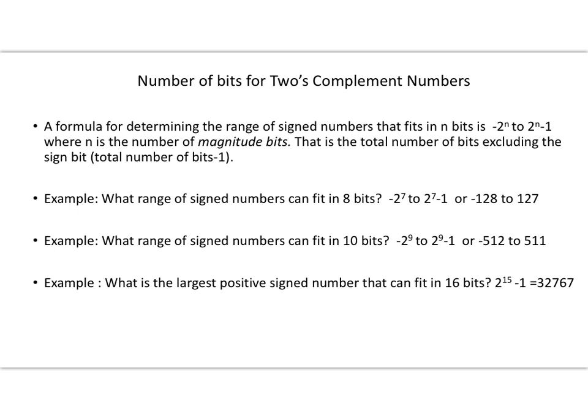Final example, what's the largest positive number that you can fit in 16 bits? The largest positive number would be given by this formula up here. So that would be 2 to the 15th power minus 1. You evaluate 2 to the 15th power, that's 32,768, minus 1 is 32,767.